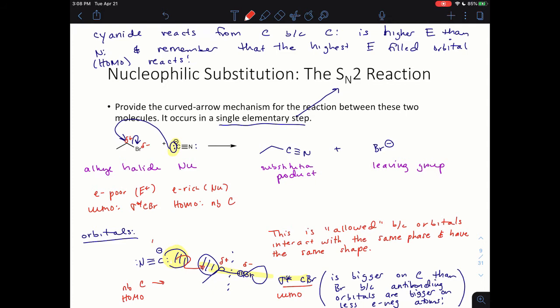And the orbitals do line up like this. This is called symmetry allowed. Fancy words here. So this is called symmetry allowed. And it's symmetry allowed because the orbitals interact with the same phase and they have the same shape. What would not be allowed is if, say, you kind of came in with the nucleophile from here, right? And you were interacting at the node. That would not be allowed.